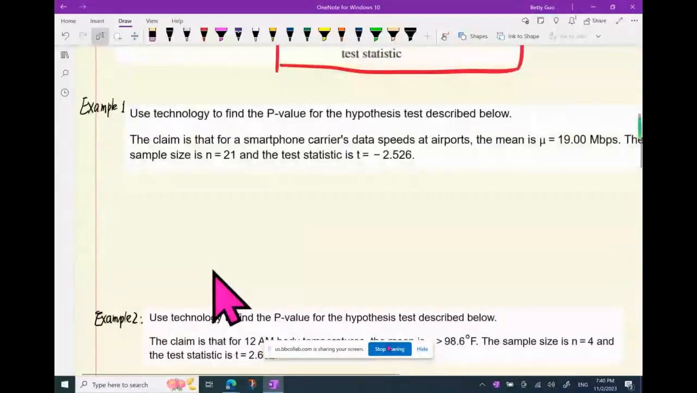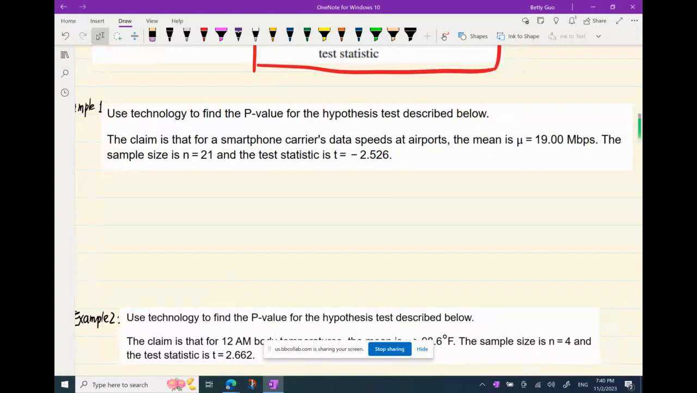Let's look at the example. Example 1. Use technology to find a p-value for the hypothesis test described below. The claim is that for a smartphone carrier's data speeds at airports, the mean is mu equals 19 Mbps. The sample size is 21, and the test statistic is t.